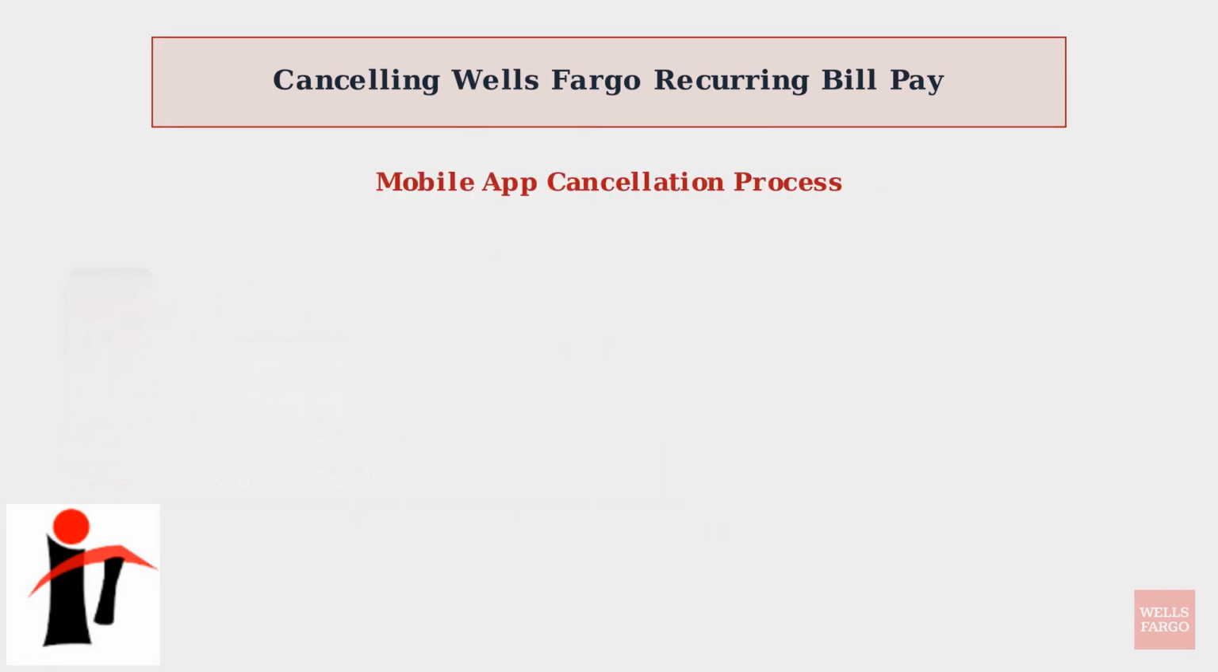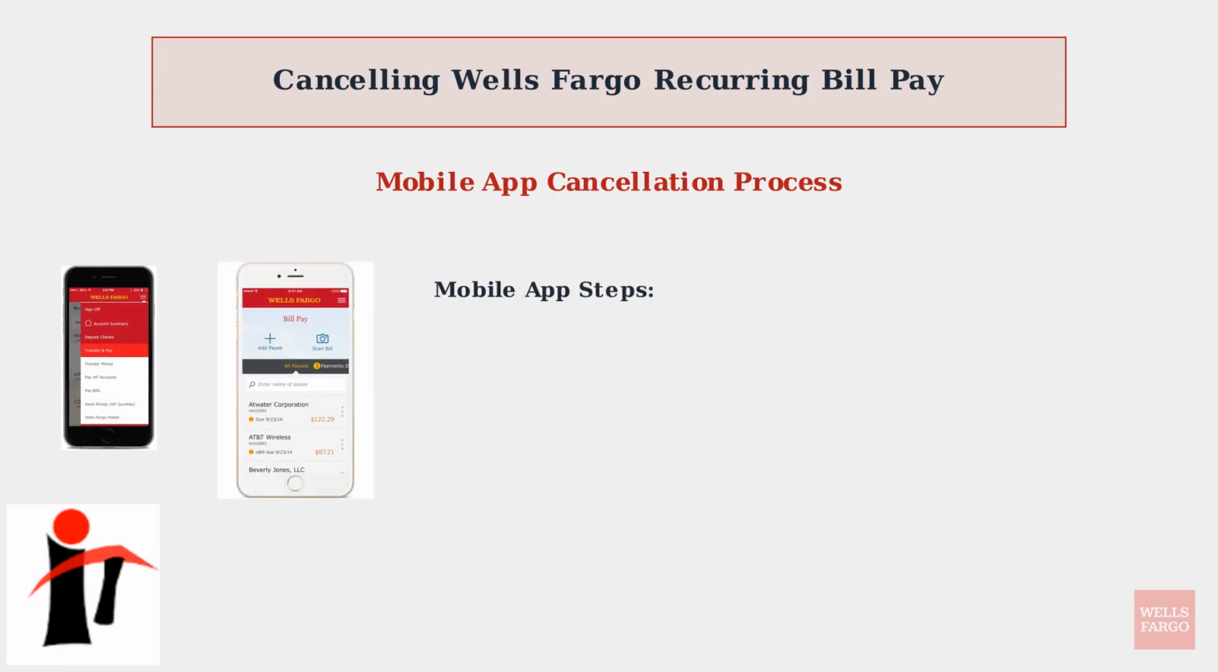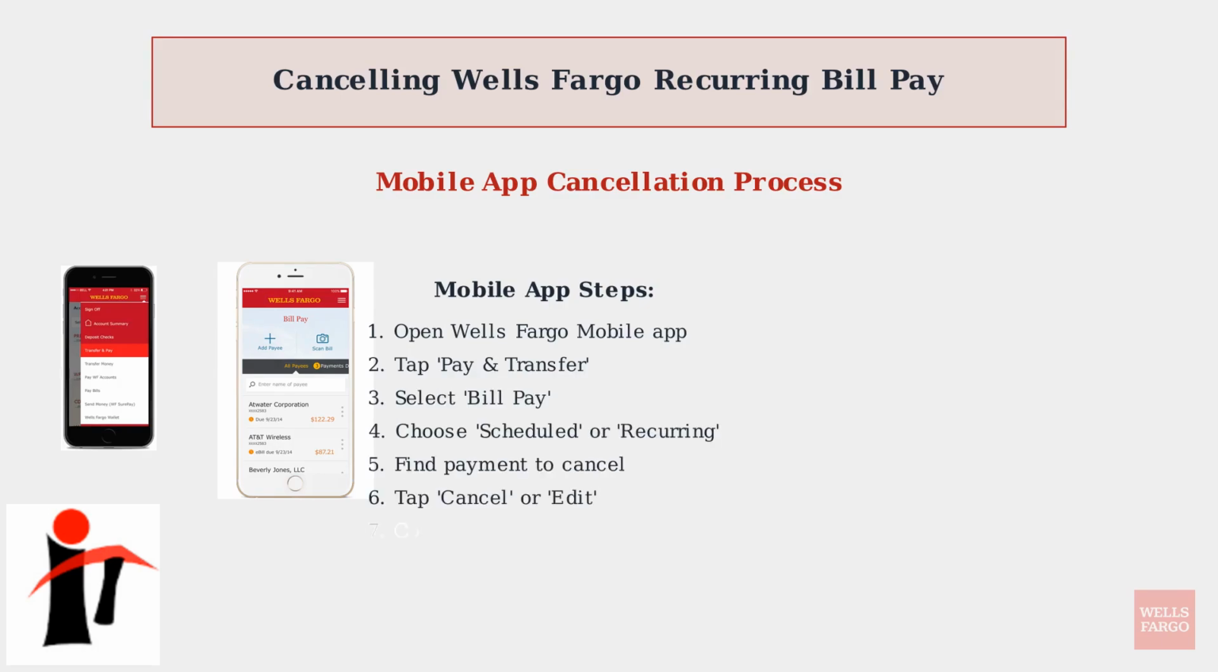The mobile app process is very similar to online banking and equally convenient. The Wells Fargo mobile app provides the same full functionality as the website. Open the Wells Fargo mobile app and tap Pay and Transfer. Select Bill Pay, then choose Scheduled or Recurring Payments. Find the payment you want to cancel, tap Cancel or Edit, and confirm your action. The process is streamlined for mobile use.